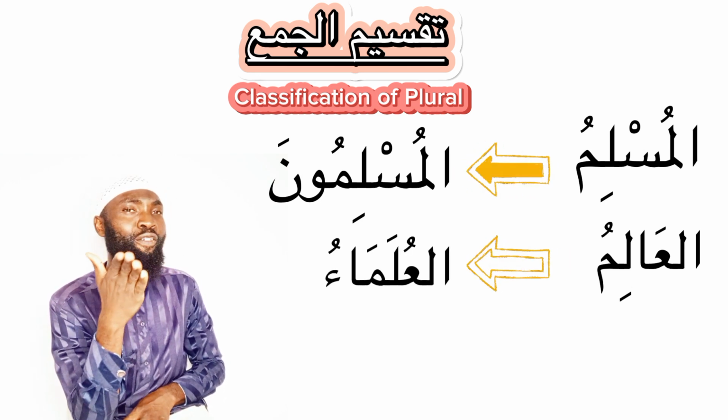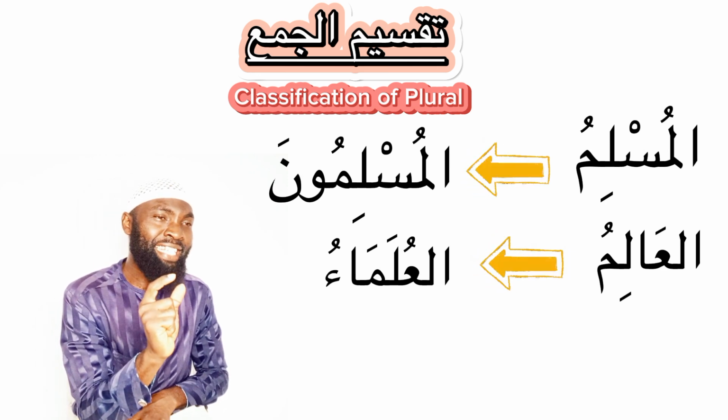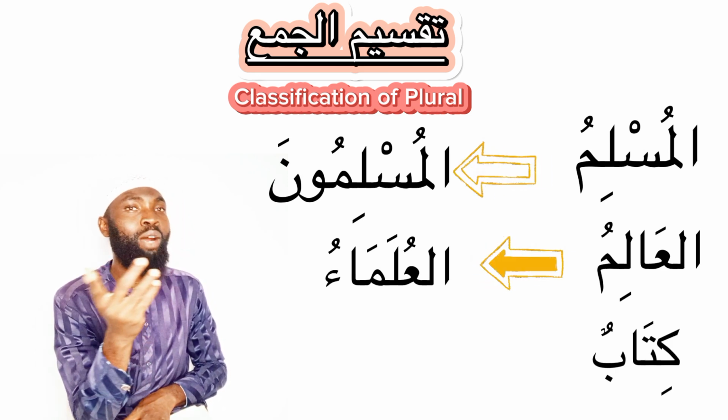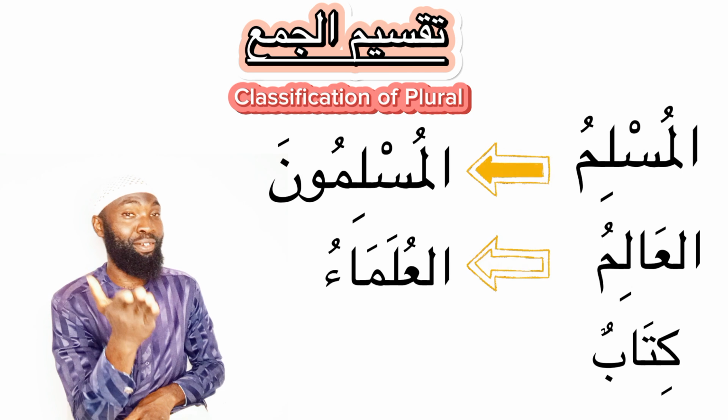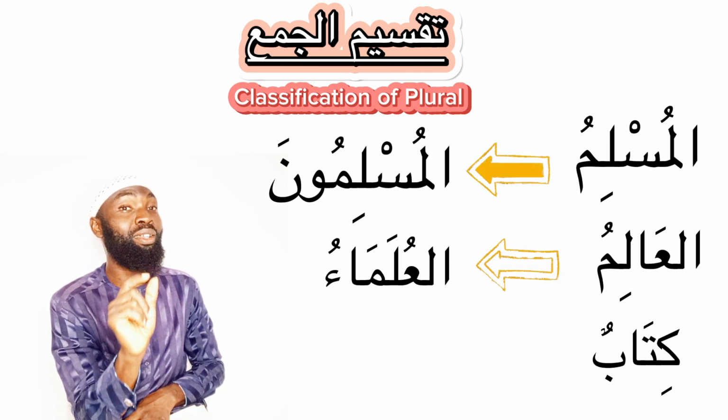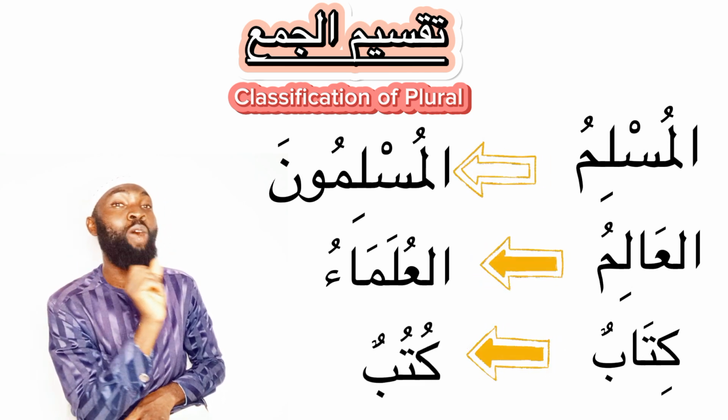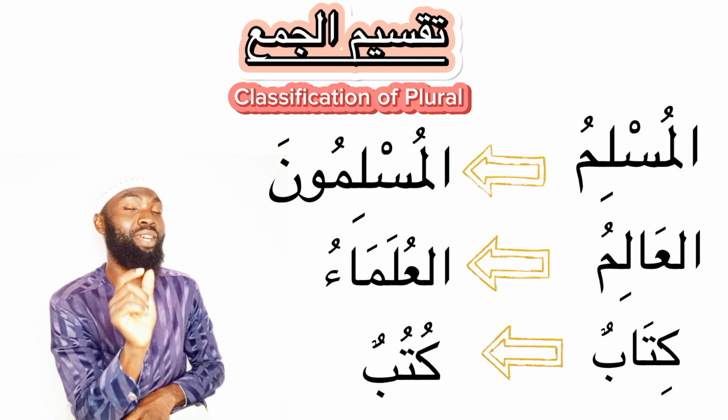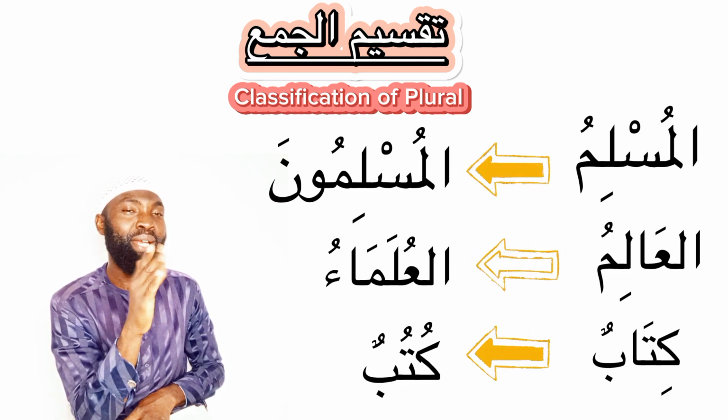Now you may get confused. Consider the word kitabun, a book. The plural will not be kitabuna, because this will be wrong. So it will be kutubun. This is why the classification of the plurals is so important.